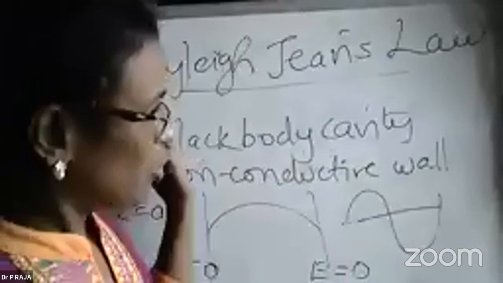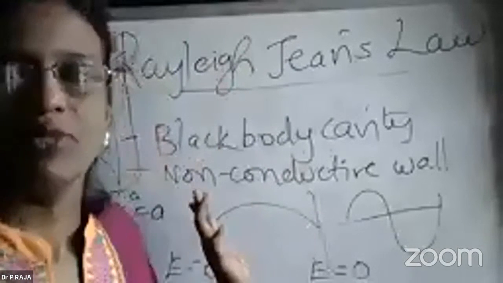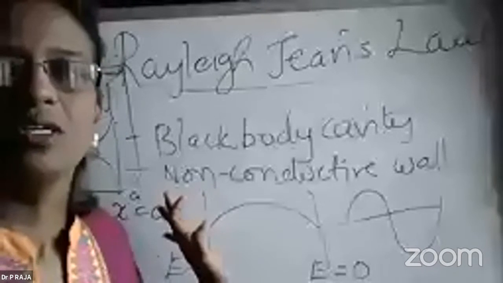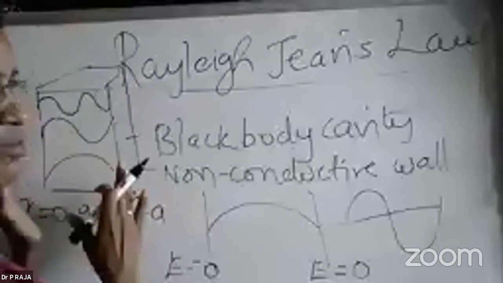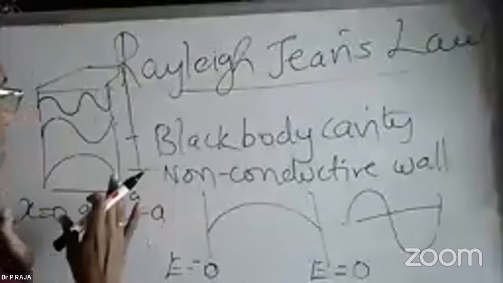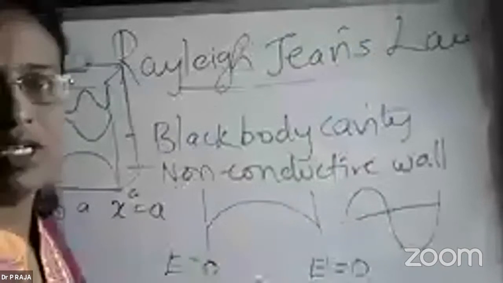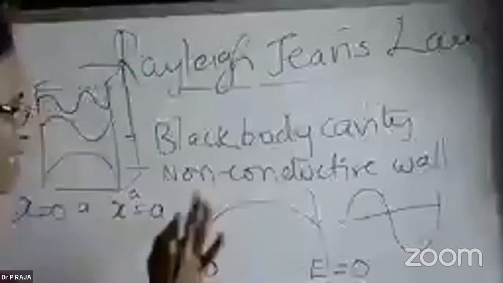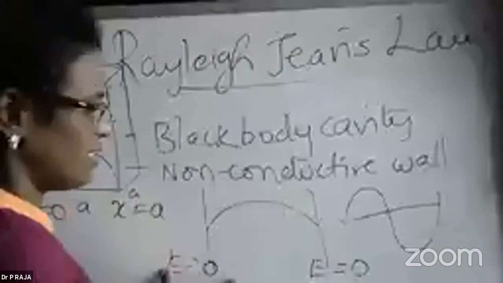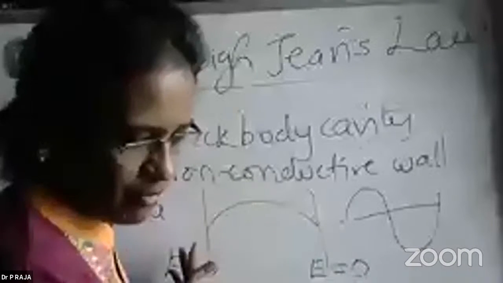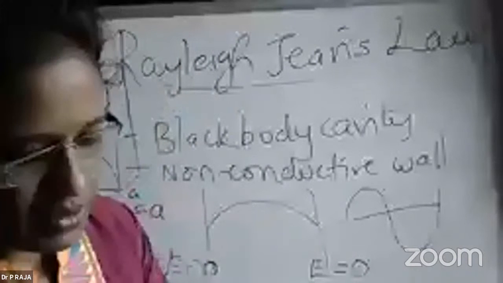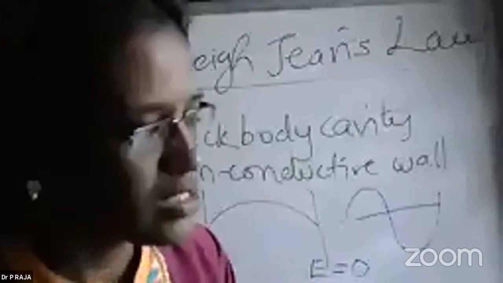So I hope this is clear, isn't it? We are taking black body radiation in a container with the dimension of A, and the electric field on both sides of the wall is 0 because the radiation is getting ended there. The black body radiations are just ending at the walls with E equal to 0. These are the electric fields, okay? Between them, it is getting 0.